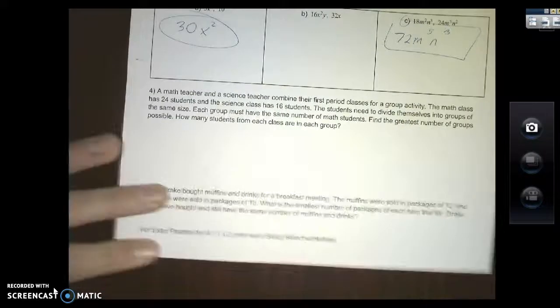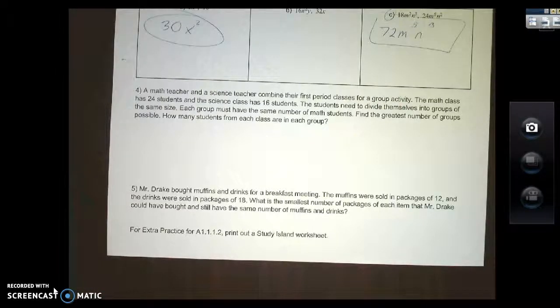A math teacher and a science teacher combine their first period classes for a group activity. The math class has 24 students and the science class has 16. The students need to divide themselves into groups of the same size. Each group must have the same number of math students. Find the greatest number of groups possible, and how many students from each class are in each group.